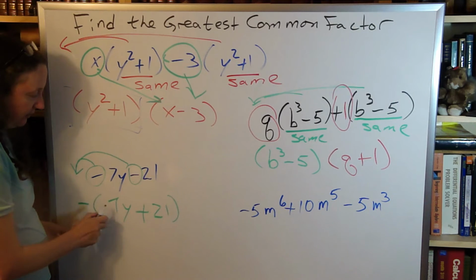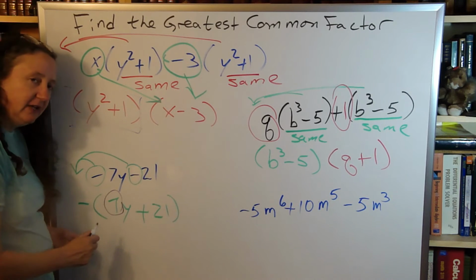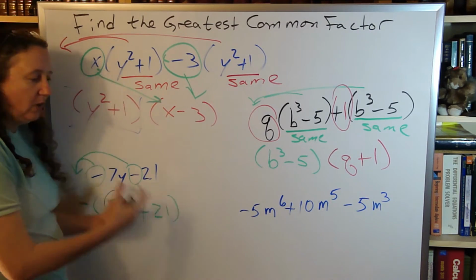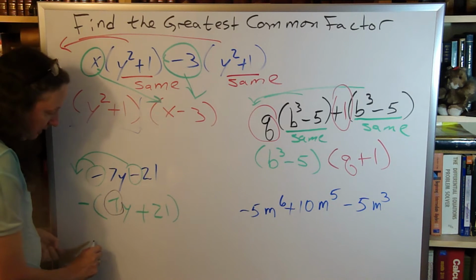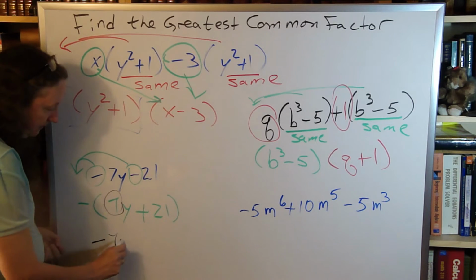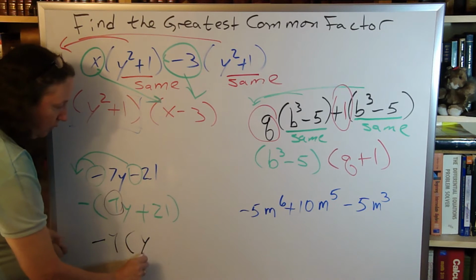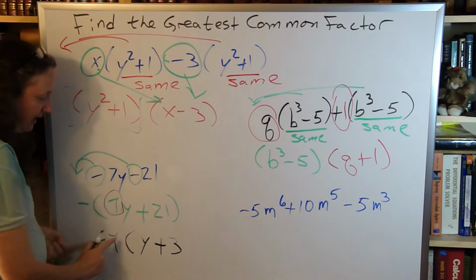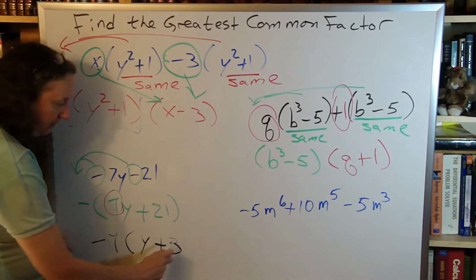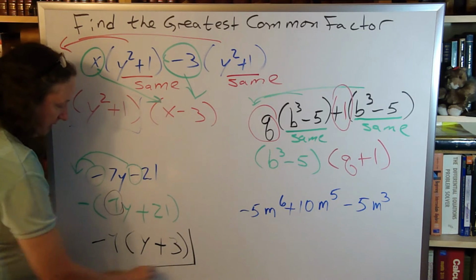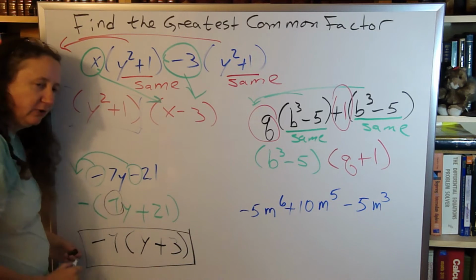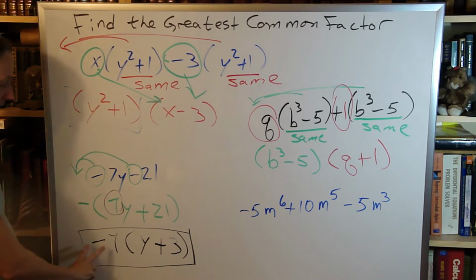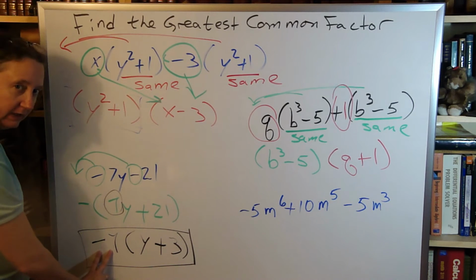Now I need to factor out the number part. I see the 7 as a prime number. It goes into the 21, so I can factor that out also. So I have negative 7, open parentheses, y plus 21 divided by 7 is 3. And that is my factored form. The greatest common factor itself is negative 7.